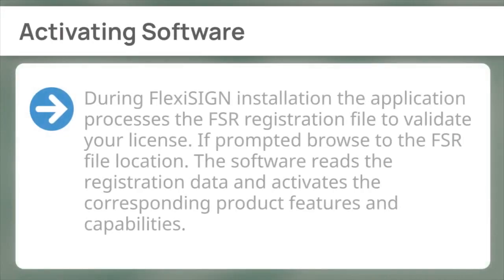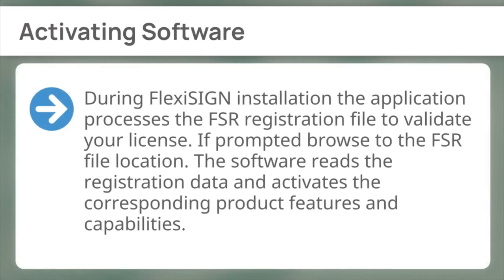First, activating software. During FlexiSIGN installation, the application processes the FSR registration file to validate your license. If prompted, browse to the FSR file location. The software reads the registration data and activates the corresponding product features and capabilities.